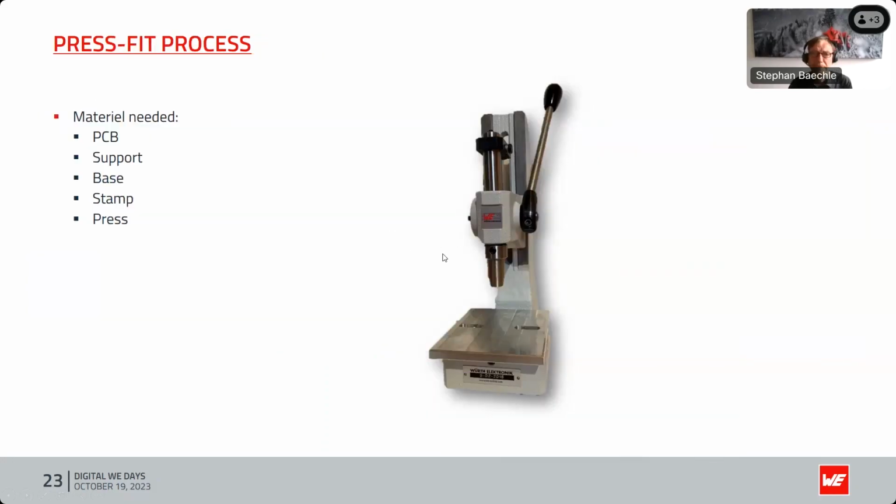Okay, press fit process. What do we need for a press fit process? Okay, of course, we need a press to do the press fit process. Makes sense. But also we need the PCB, we need a support. The support is very important. You have to support every hole of the PCB. Otherwise, there's a risk to crack the PCB or to crack components on the PCB. You need also a stamp, depending on the press fit element you want to use, and also a base on your press.